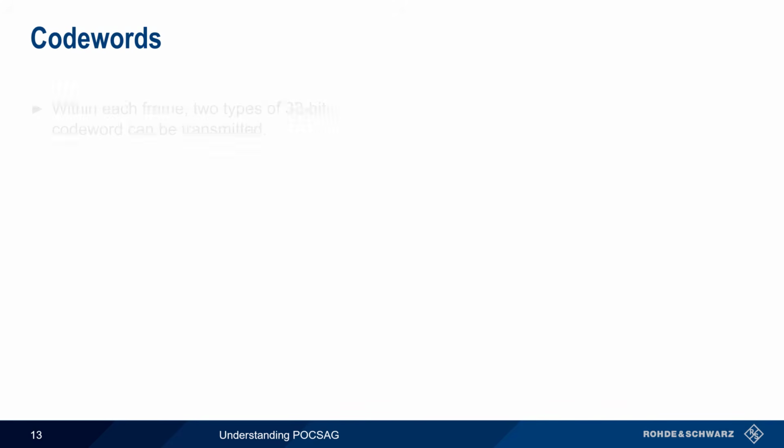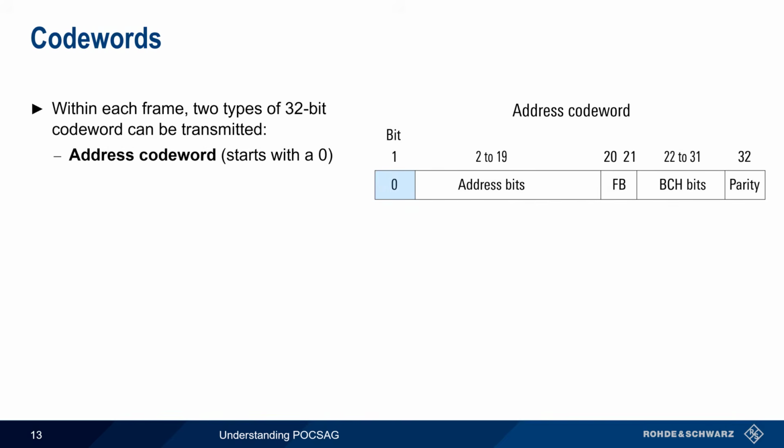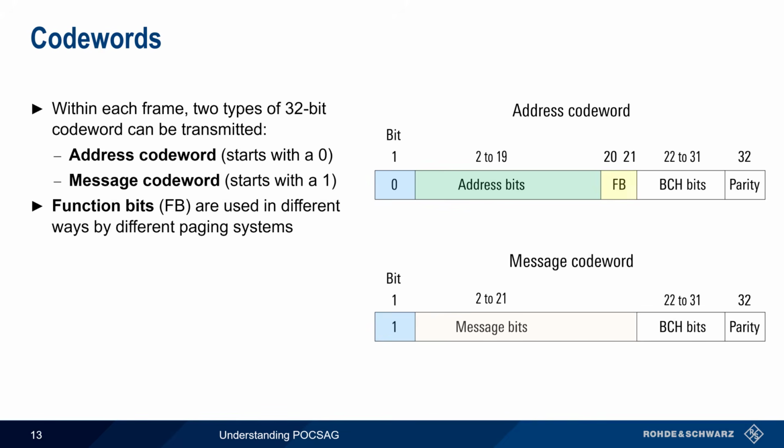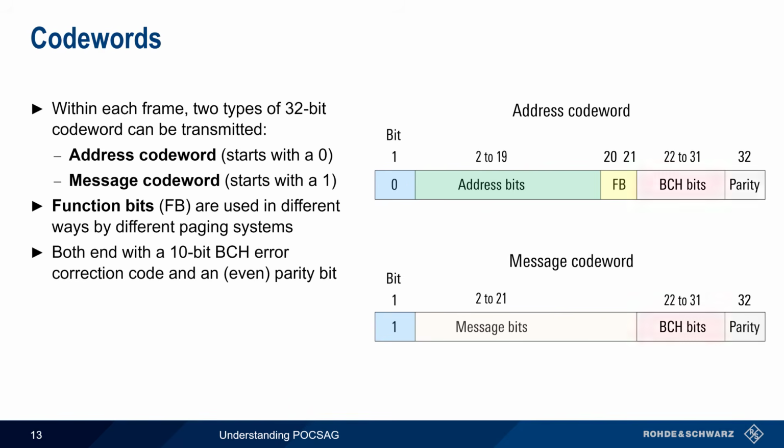Within each frame, 2 types of 32-bit codewords can be transmitted: the address codeword, which starts with a 0, and the message codeword, which starts with a 1. As the names imply, the address codeword contains address bits, and the message codeword contains message bits. The address codeword also has a pair of function bits, but the use or meaning of these bits varies between paging systems. Both types of codewords end with a 10-bit BCH error correction code, and a single even parity bit that protects the entire codeword.